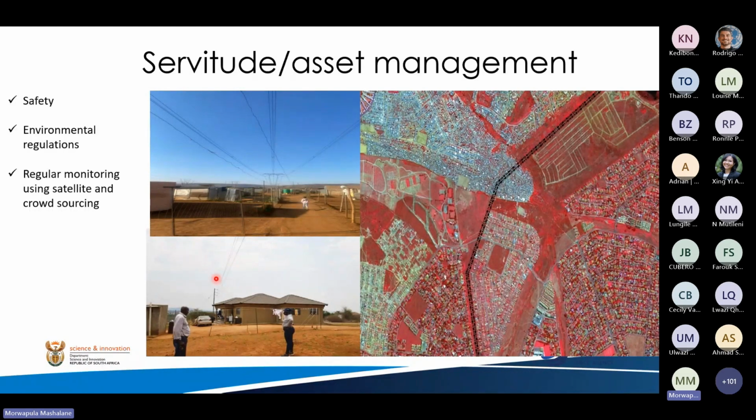Safety, and also monitoring the building within the servitudes. In South Africa, people are not allowed to build under high voltage power lines. As you see on this screen, we have people who have built informal structures under a high voltage electricity line. That is not allowed. Therefore, using remote sensing, we are able to monitor these servitudes. It can be a pipeline, an oil line, a water line, an electricity line, even a railway line. We monitor that people do not build there, because by law that is not allowed, and it poses a safety hazard to the individuals in that area.